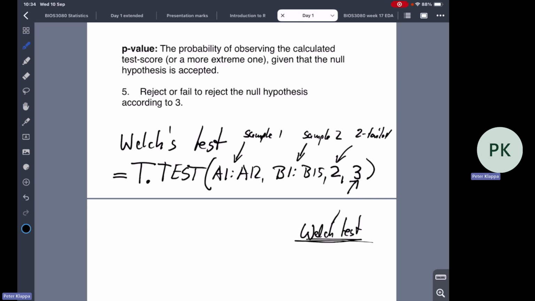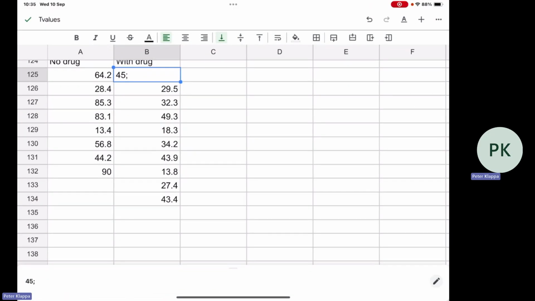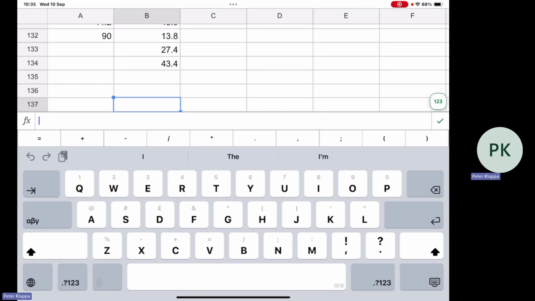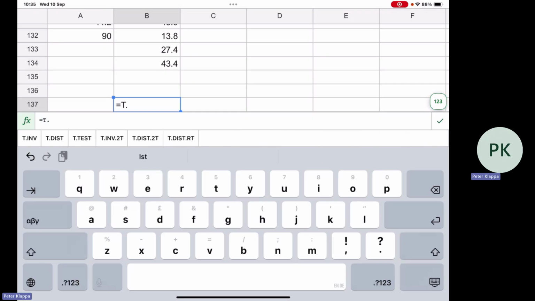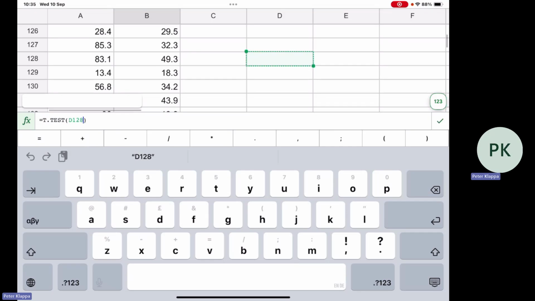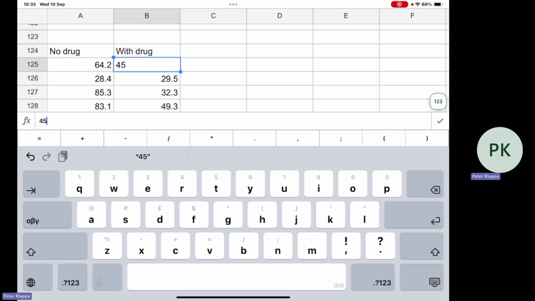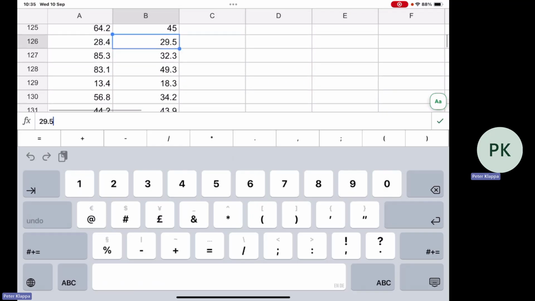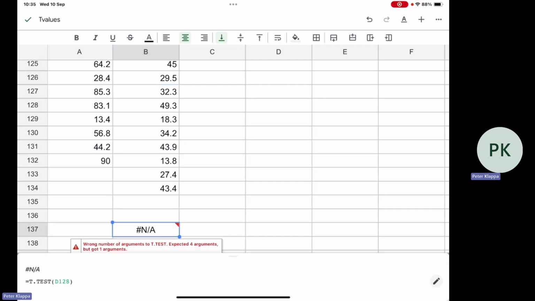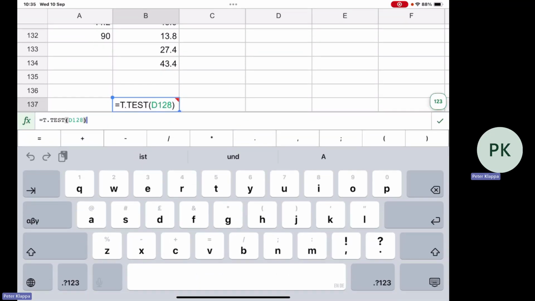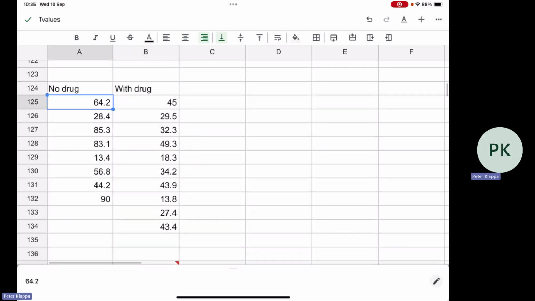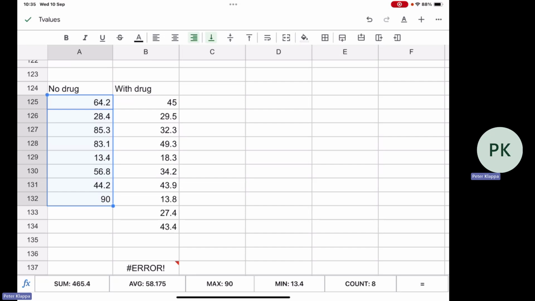Shall we have a look if we get the same result? It's the same data, I just copied them. So let's calculate that. So equals t.test. And it wants the first sample. I don't know where this comes from. So it asks for the first number. I messed it up already. So first number. So we take our first sample.